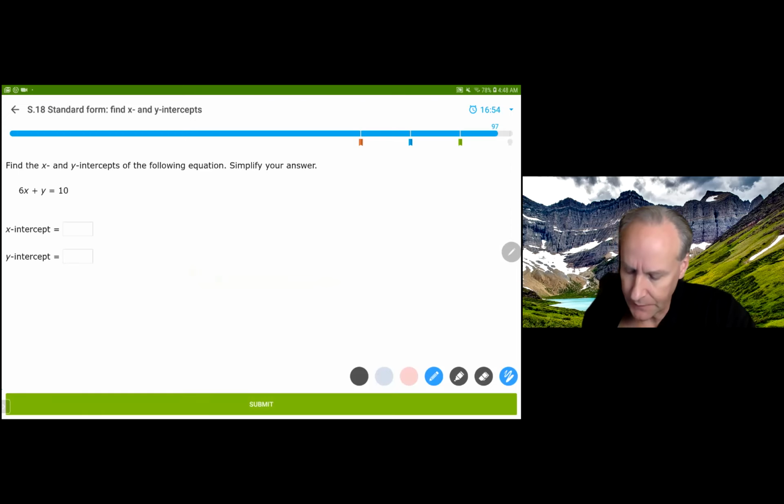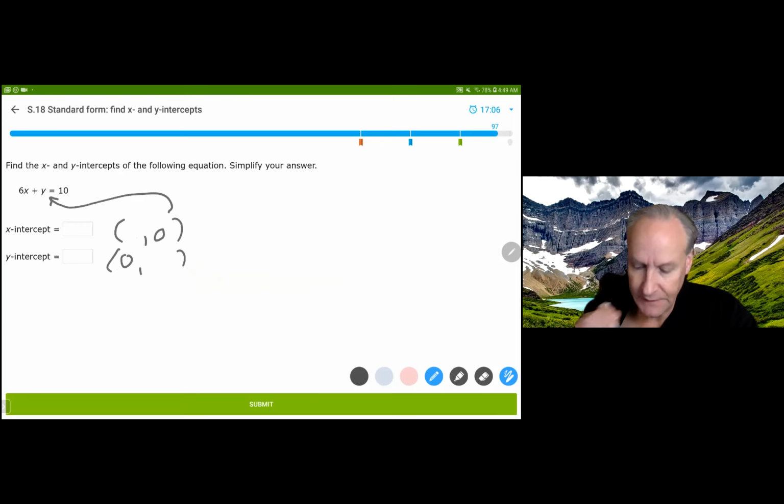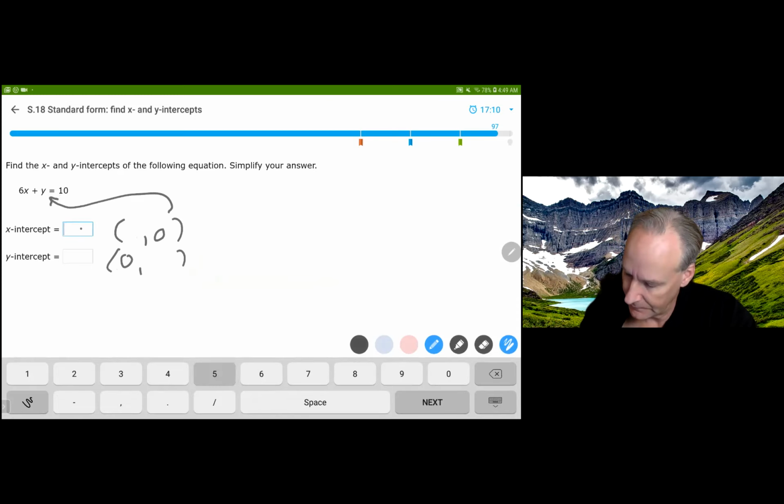And it looks like we're getting there. All right, so I'm going to go ahead and write it down. So this one looks like this, and this one looks like this. So when I let the y equals 0, I get 6x equals 10, which is 5 over 3. And when I put the 0 in for x, I just get 0, 10, which is my y-intercept.